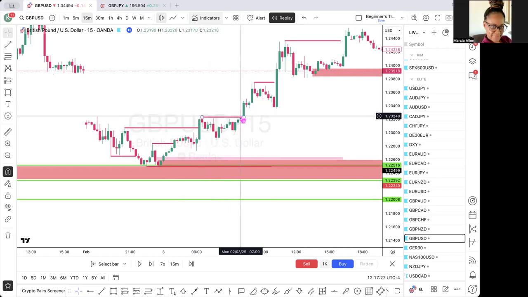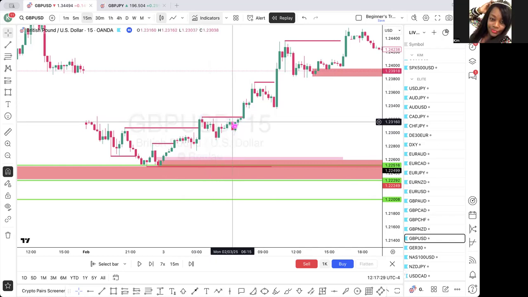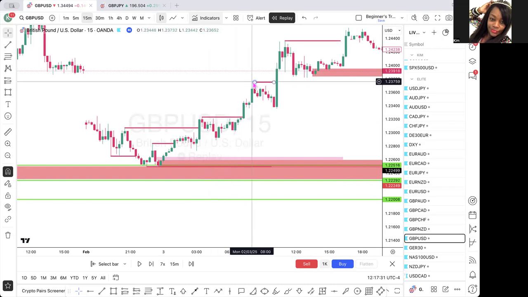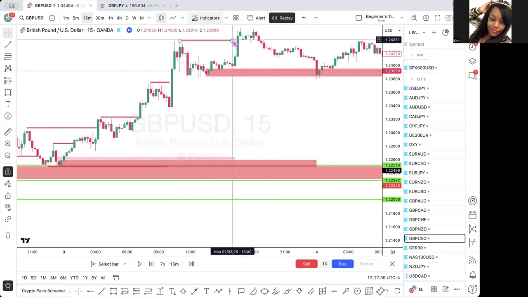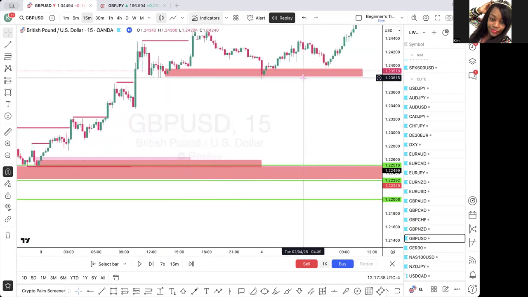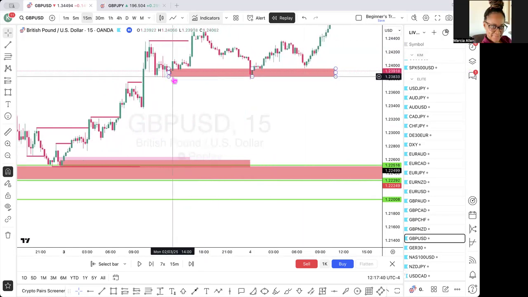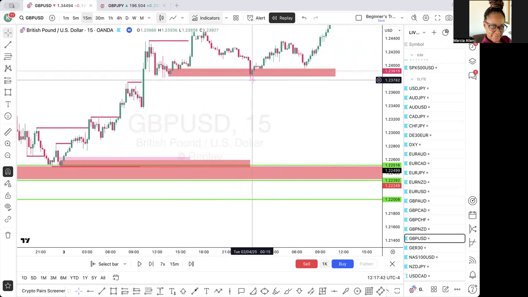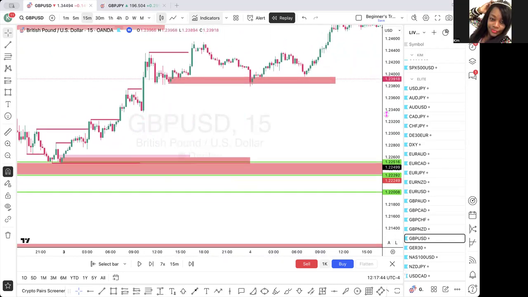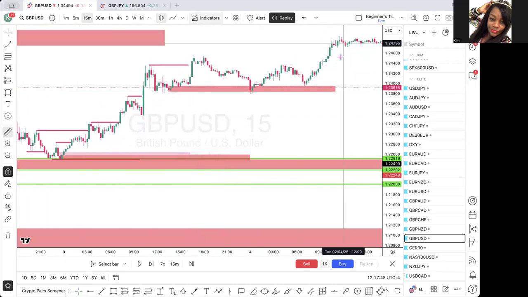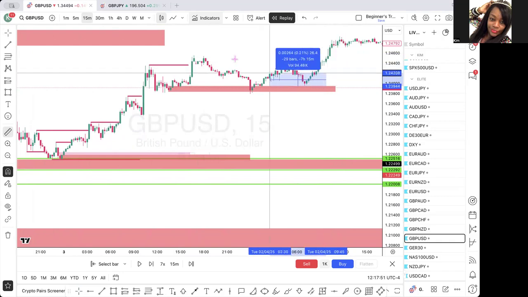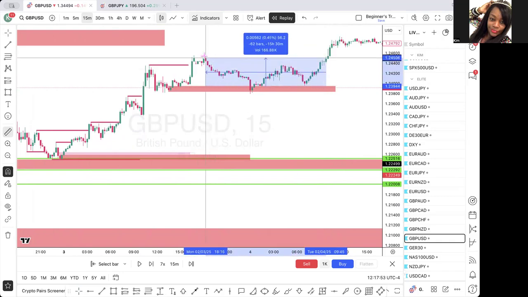Okay. If I get this break of structure, I'm marking up this zone. If it doesn't come to me, then I get this break of structure, I'm marking up this zone. If it doesn't come back to me, I see this break of structure, and then I'm marking up this zone. And you see finally this one pulled back to the zone, right? And you can take it to the high. Like I said, I'm taking my money, okay? So that was 59 pips.